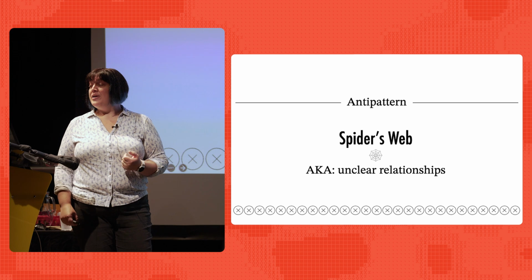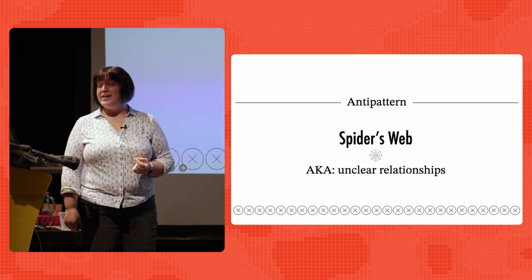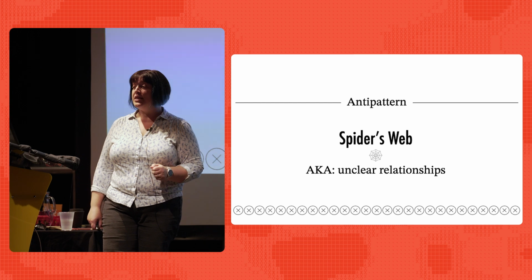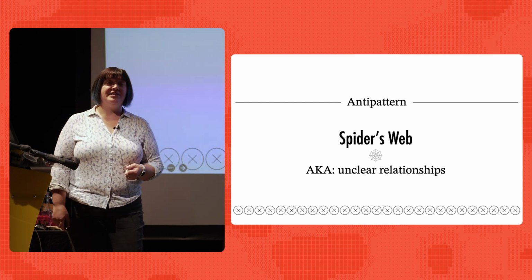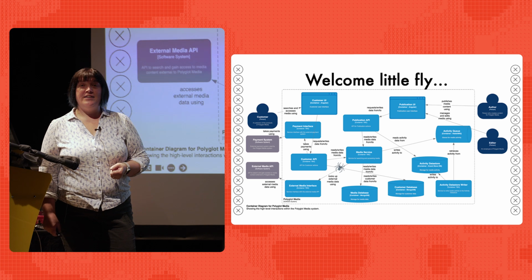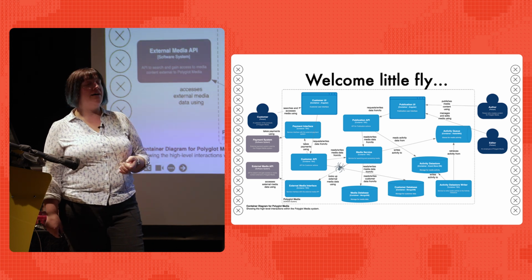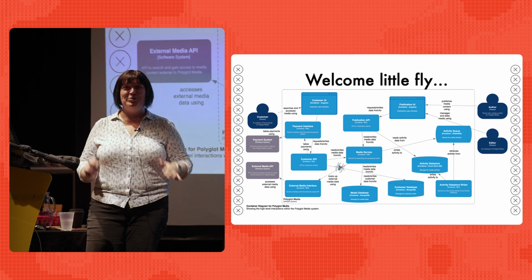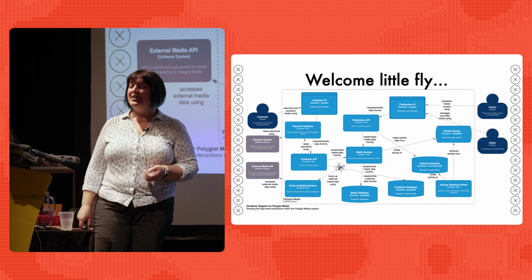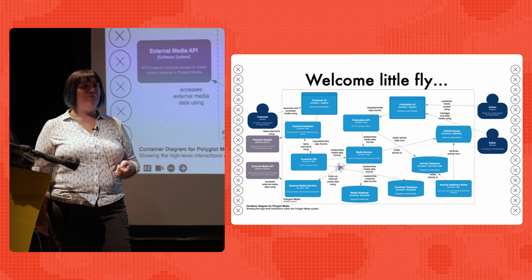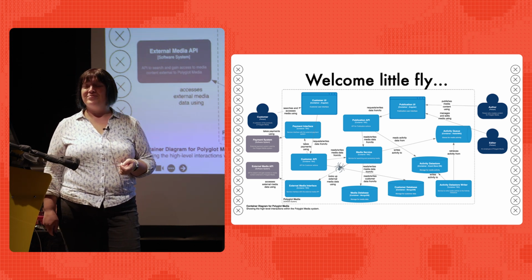Right, that's the end of that one. Next, we've got an anti-pattern. This one I call a spider's web. Sorry if people don't like spiders. Also known as unclear relationships. Now, you've probably seen diagrams that are a bit like this, and I bet they were a lot bigger and had a lot more lines and a lot more things kind of crossing over. And a little spider there is very happy in this diagram.